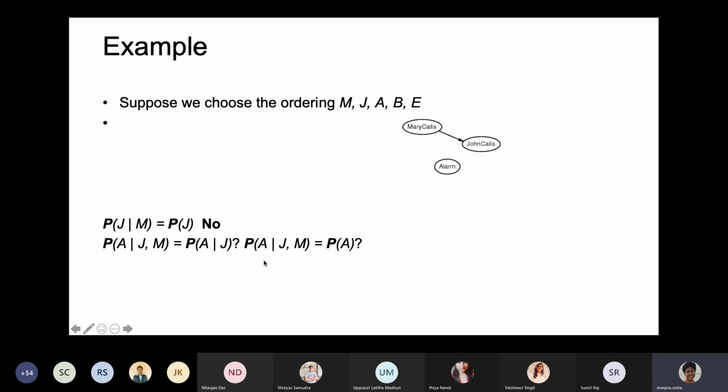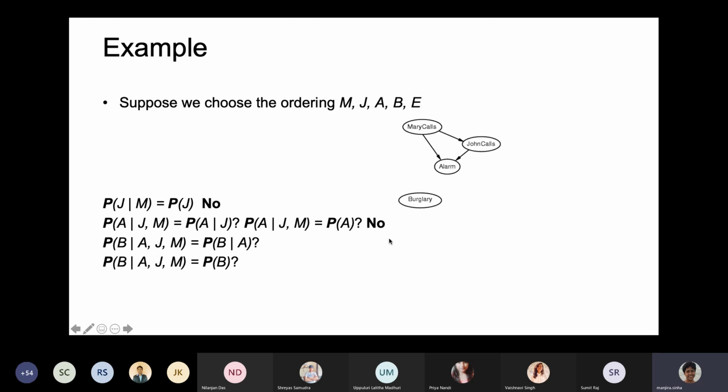Second, I also check whether P of alarm given John calls and Mary calls, J and M, is equal to P of A. If it holds true, that means alarm is independent of both John calls and Mary calls. But both of these conditions are false. That means alarm is dependent on both the parents, Mary and John. So that's why we add these two arrows from Mary calls and John calls. Is it clear? Yes, ma'am.